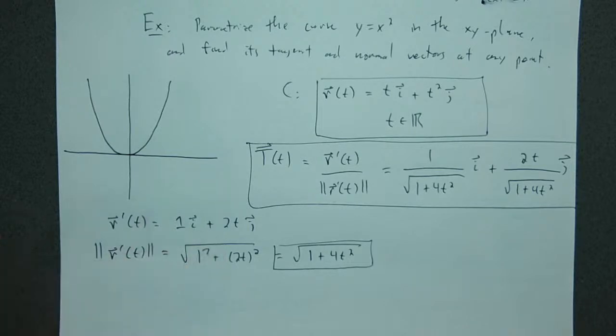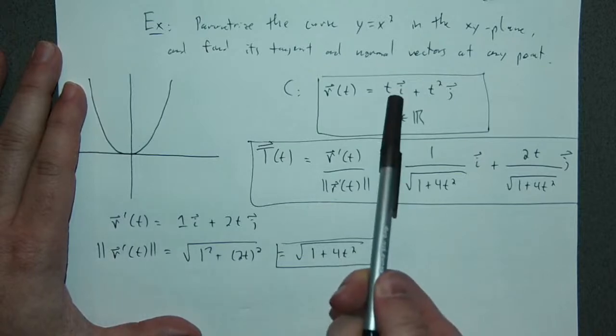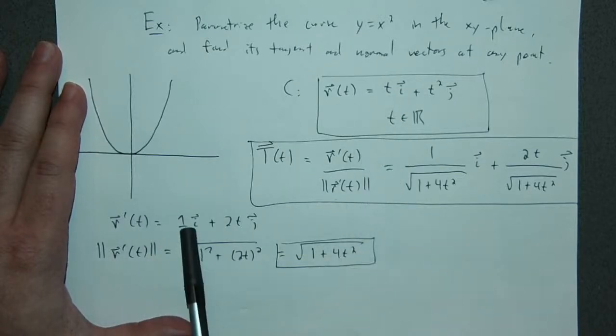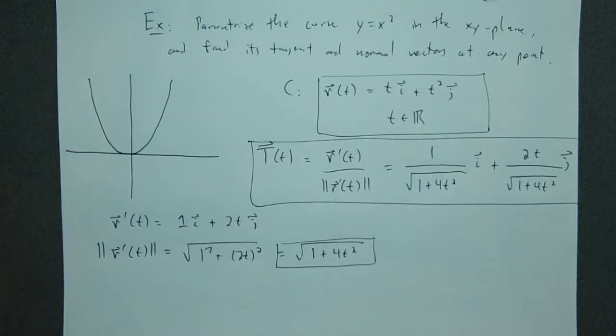Where did the 1 and the 2t come from? Well, I took the derivative of r of t. So the derivative of t is 1, and the derivative of t squared is 2t. So that's where the 1 and the 2t come from.